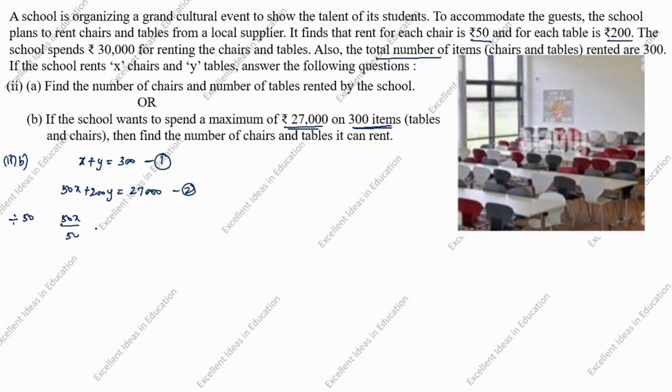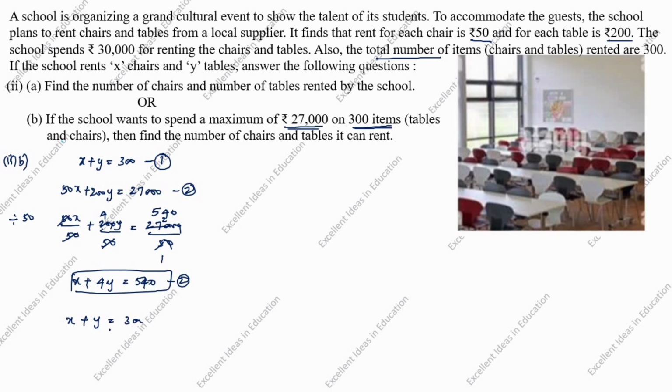50x divided by 50 plus 200y divided by 50 equal to 27,000 divided by 50. 1 times, here is 0 cancel, 4 times, 0, 0 cancel. 1 times 5, 5 5s are 25, to 40. Equation is x plus 4y is equal to 540. This is the second equation. Now we will find the number of chairs and tables. First equation is x plus y is equal to 300. Second equation is x plus 4y is equal to 540.